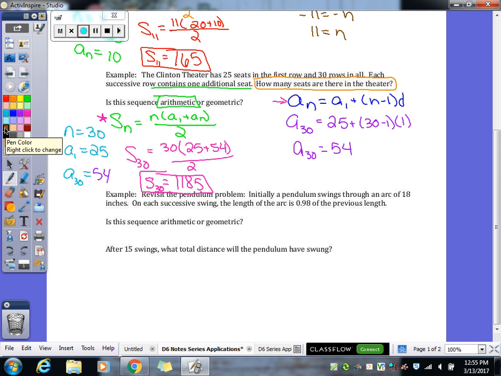All right, so next one, we're going to revisit the pendulum problem we dealt with before. We have our pendulum that swings through an arc of 18 inches. On each successive swing, the length of the arc is 0.98 of the previous length. So we have to ask ourselves again, is it first arithmetic or geometric?